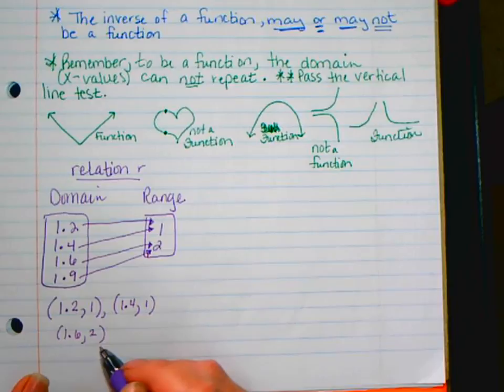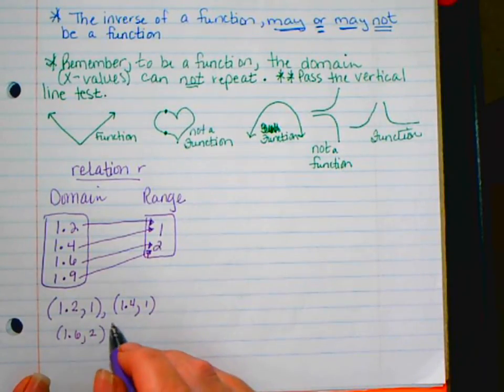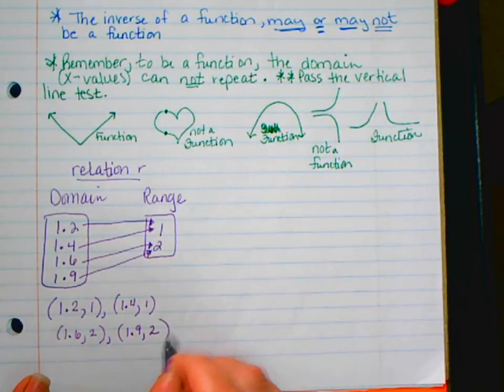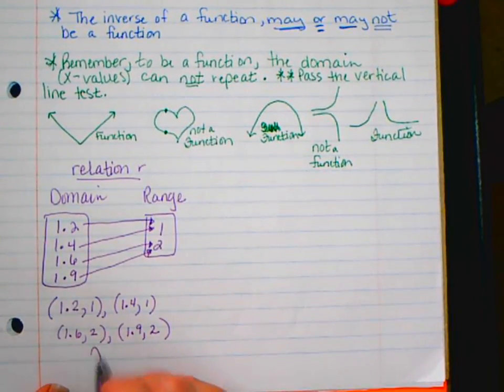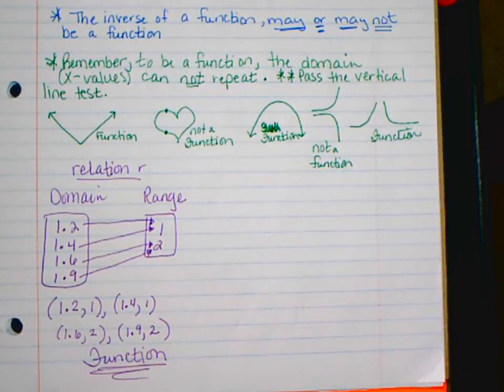Well, it's a mapping diagram. It's just a way to write ordered pairs. And then 1.9, comma 2. Does this represent a function or not a function? Function. Was that what you were asking, Houston? Yes. Oh, sorry. So this is a function. It's okay if your range repeats, because that would be on the same horizontal line. That doesn't matter. It's not okay if your domain repeats.